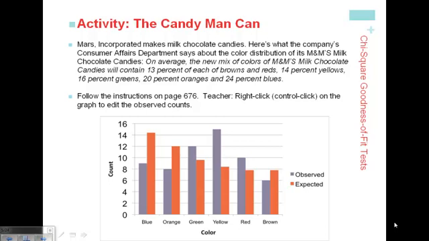All right? Let's say we took a sample of M&Ms. Oh, look at this. I have many samples. I probably have one sample for each of you.